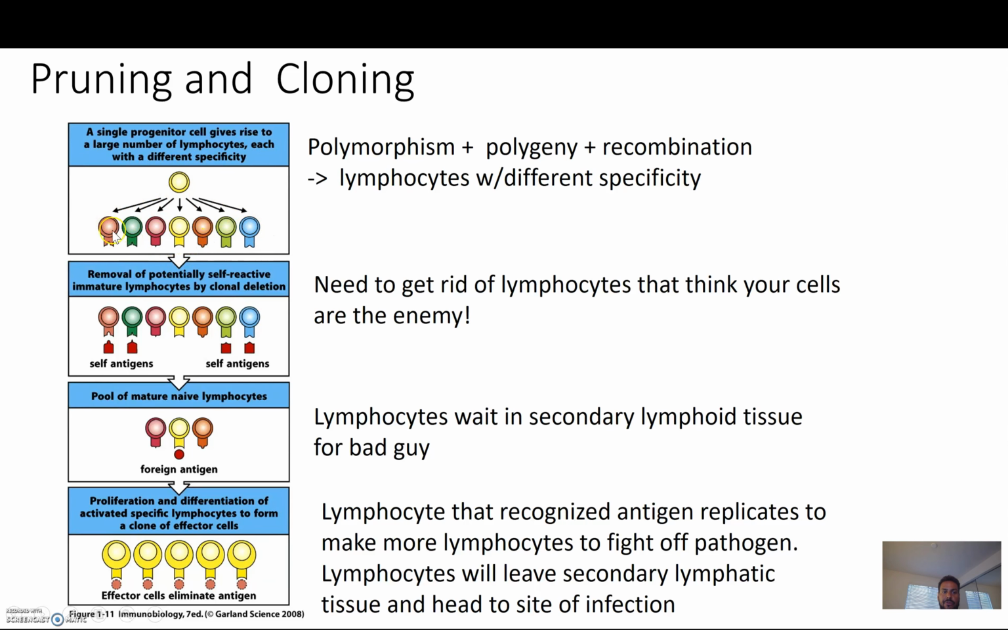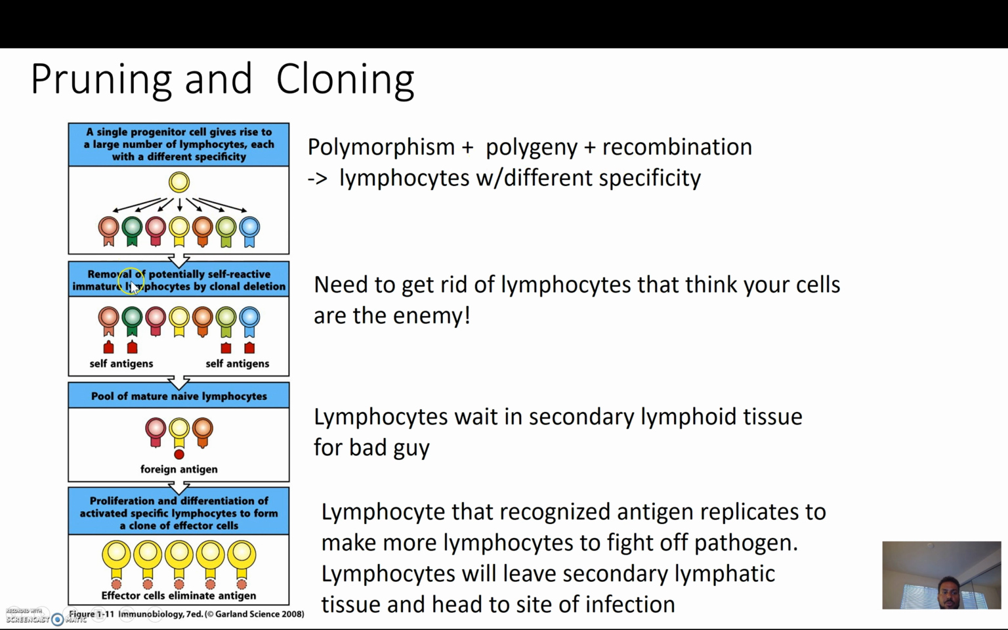Alrighty, so we have a single progenitor cell that's going to give rise to a whole bunch of different T or B cells. That's because of polymorphism, polygeny, and recombination. With polymorphism, there are multiple alleles for the same gene. Polygeny means that there are multiple genes at separate loci that encode for isotypes of the same gene. And because of recombination, there's going to be swapping of parts of genes during cell replication. So we put all these together and we have a lot of variability.